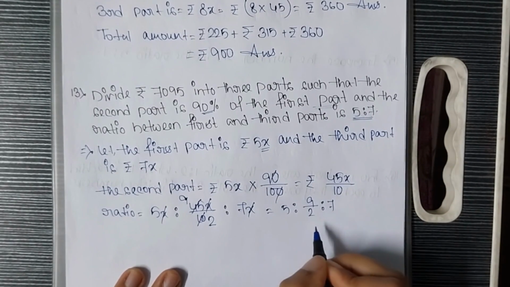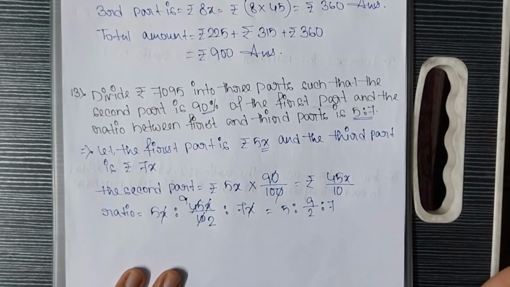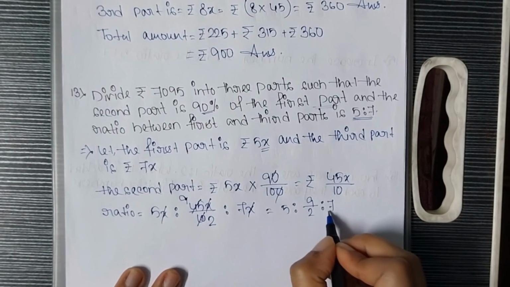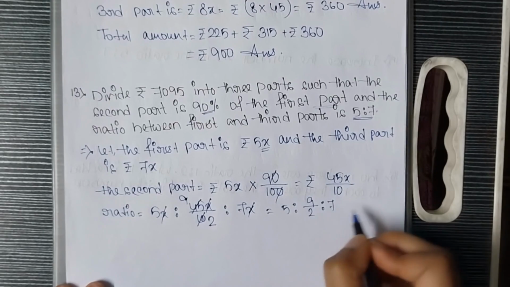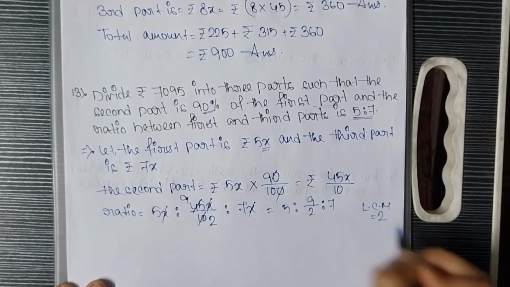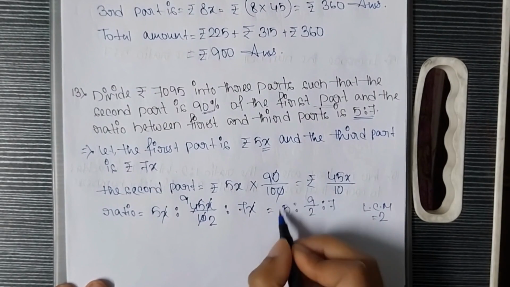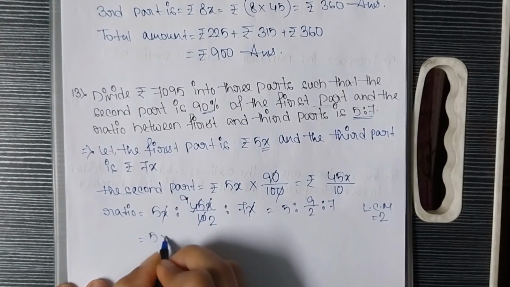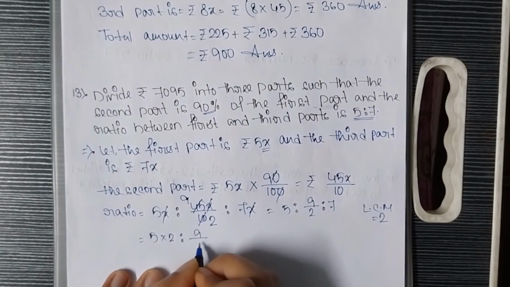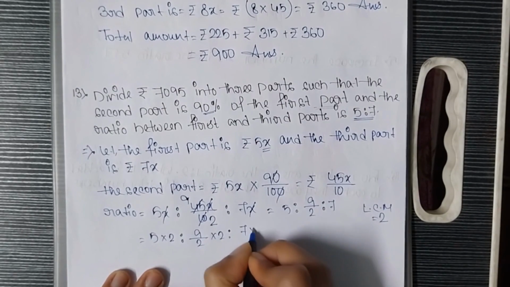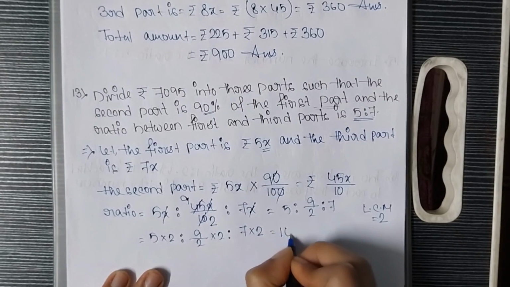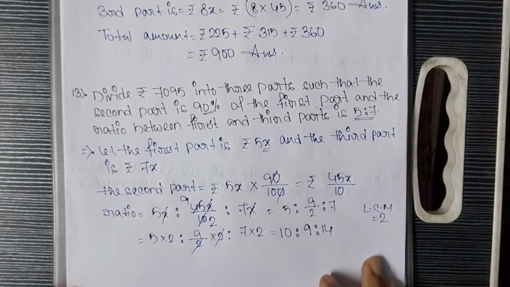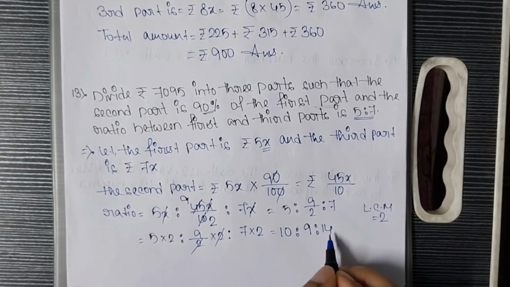Here we have to find the LCM, as I have shown you in my previous videos. In this case, the denominators are 1, 2 and 1, so the LCM will be 2. Now we have to multiply each number with the LCM. 5 into 2, 9 by 2 into 2, and 7 into 2. So 5 into 2 will be 10, 9 and 14. So this is the ratio between the first, second and third part.